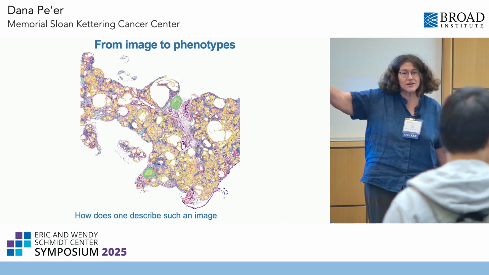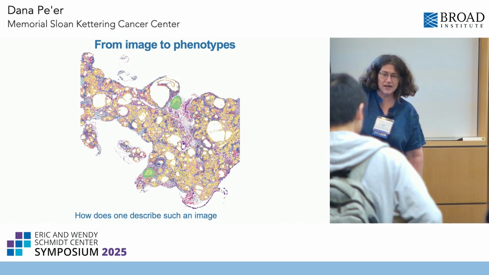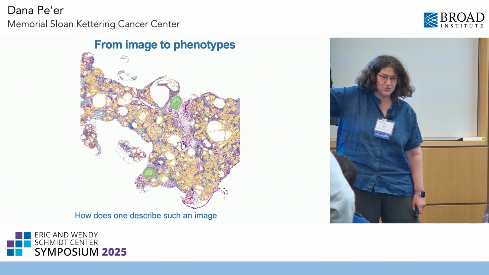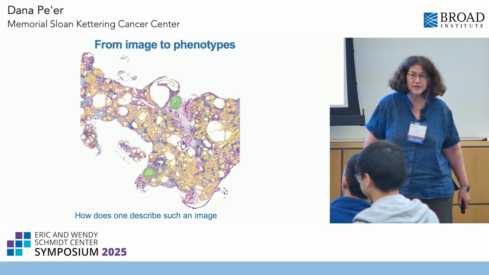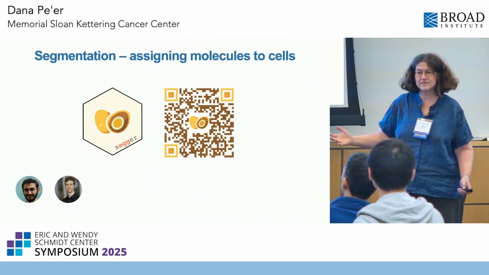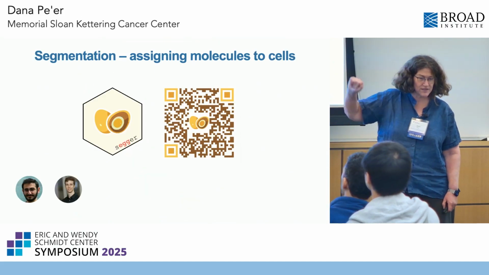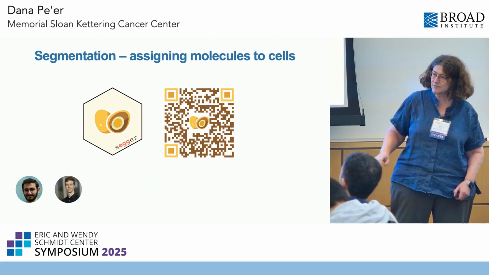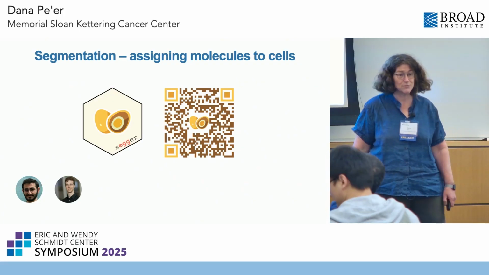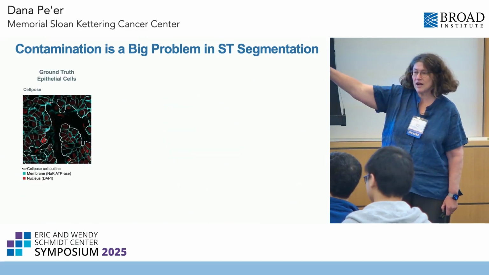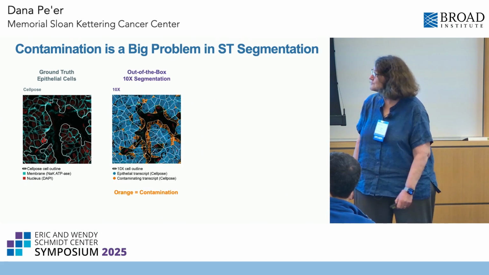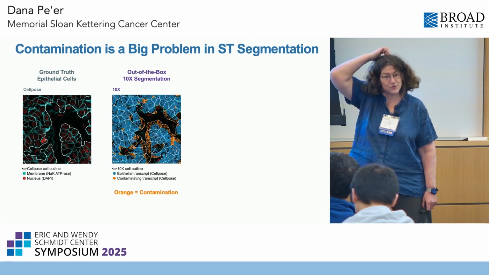And so, here's a typical image. This is a slice of pre-malignant pancreas tissue measured with 480 molecules from Xenium. And as I said, we can't segment it. So this is a really quick look at an algorithm where we've made a tiny bit of progress. It's not perfect, but it's benchmarked as the best. And here's a ground truth that we collected. Here's what 10x gives you out of the box.